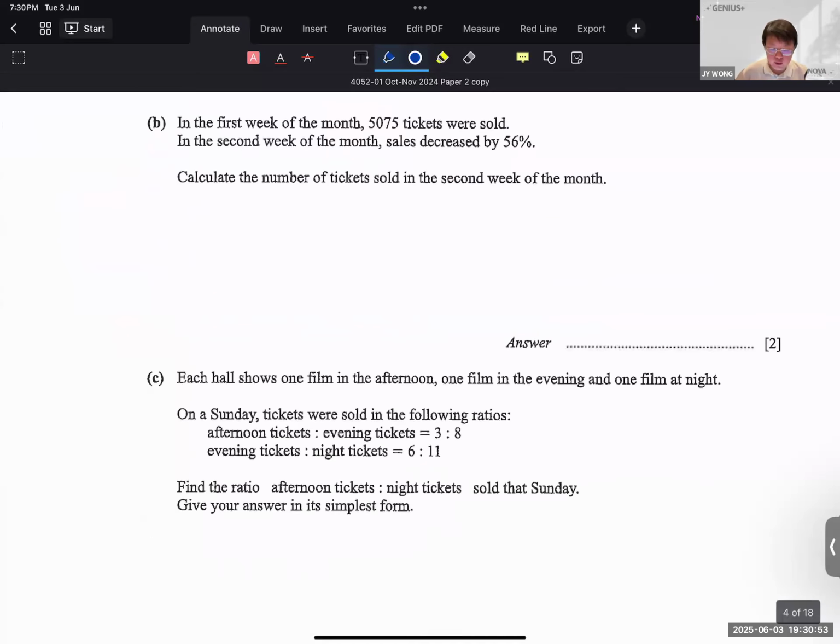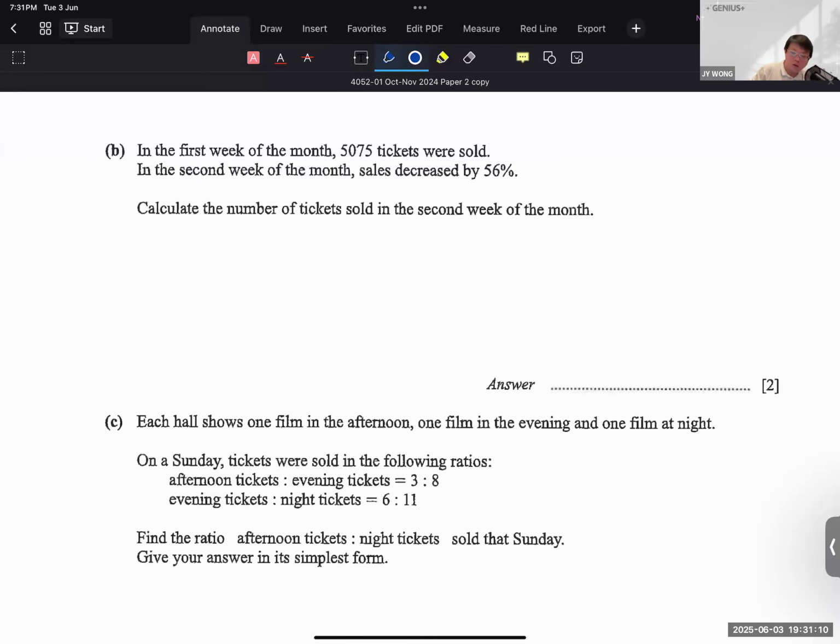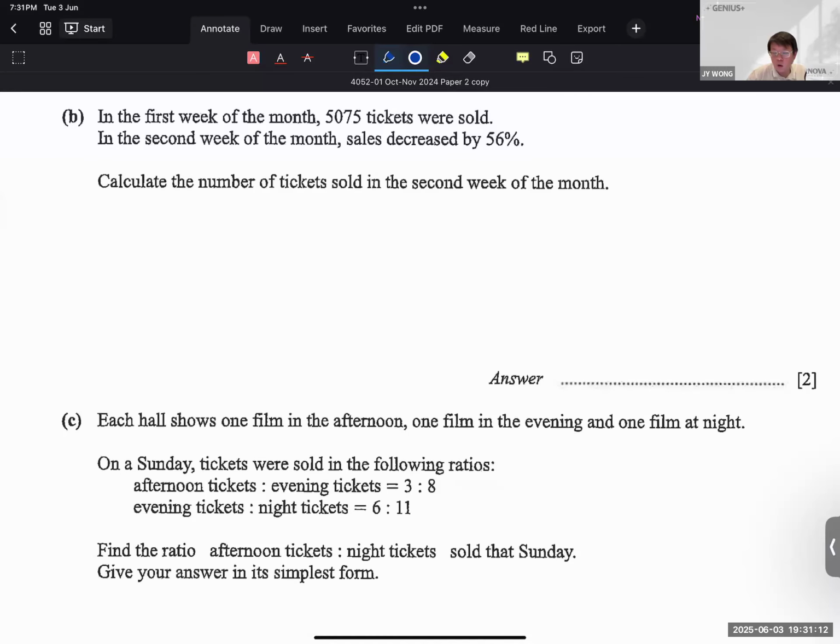In the first week of the month, 5075 tickets were sold. In the second week of the month, sales decreased by 56%. Calculate the number of tickets sold in the second week of the month, for 2 marks. Basic primary school percentage decrease for 2 marks. O-level, sorry, PSLE test, this kind of question may very well be a 1 mark question only. So what's the number of tickets sold in the second week?